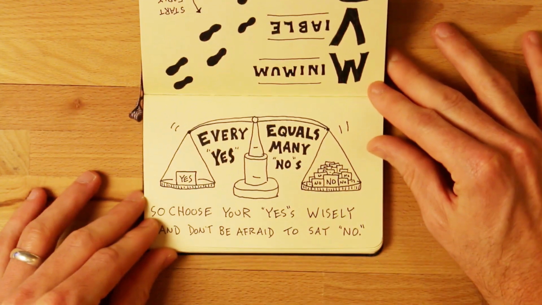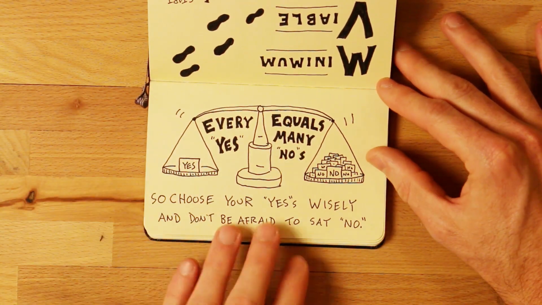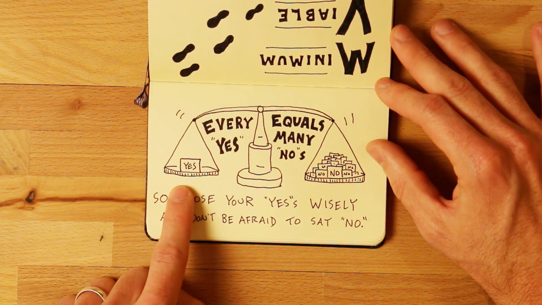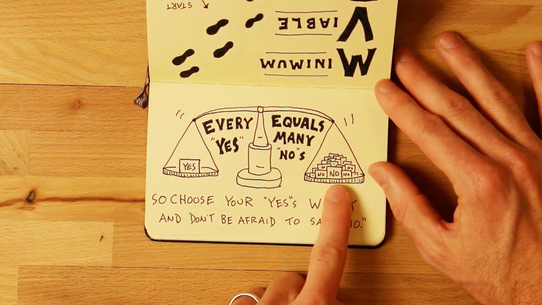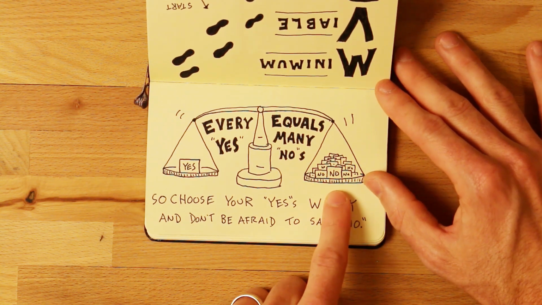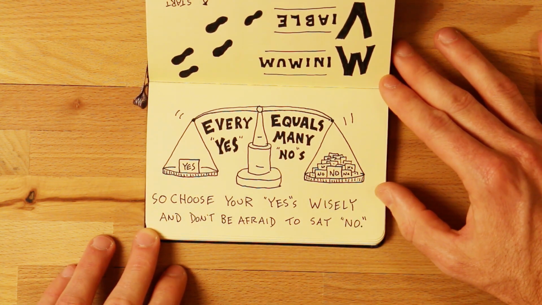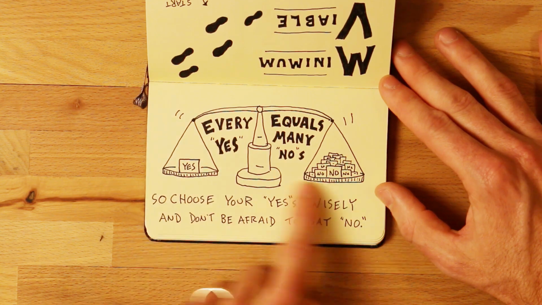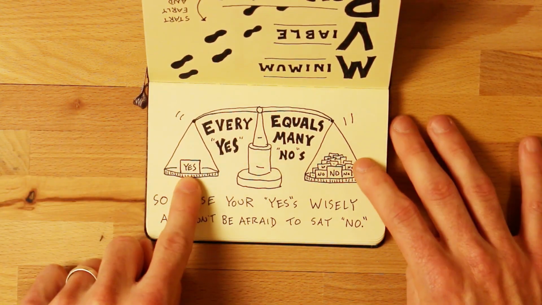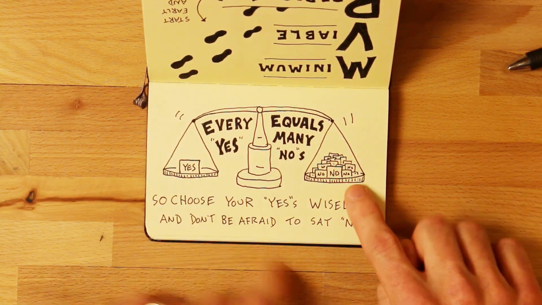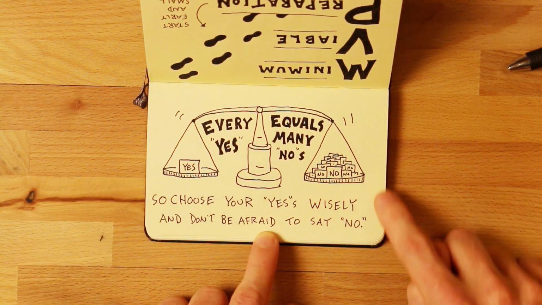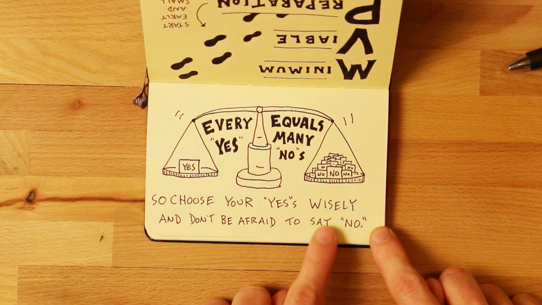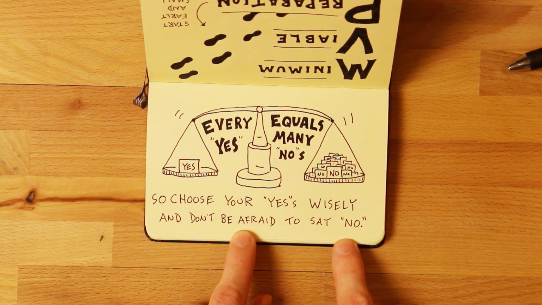Here we've got another specific idea from that book, that every time you say yes to something, what you're also saying at the same time is many no's to all sorts of other things. So in this case, I chose to depict that idea using this balance, showing that that one small single yes is in fact equal in weight to all of those no's. So the takeaway there is that you should choose your yeses wisely and don't be afraid to say no.